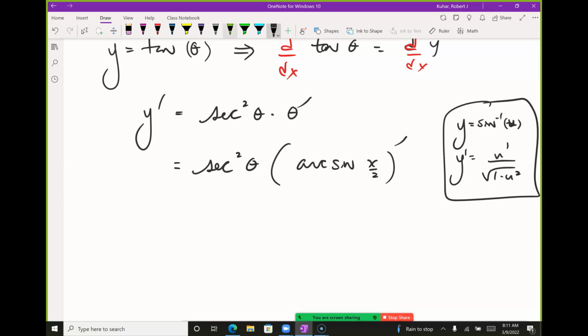So I really need another piece of side work here. I need to figure out what u is. Who's got it? 2. Yeah, x over 2. So u prime is, what's the slope of x over 2? 1/2. And u squared is x squared over 4. Right? Remember, y equals x over 2 is y equals 1/2 x. It's an mx plus b, right?